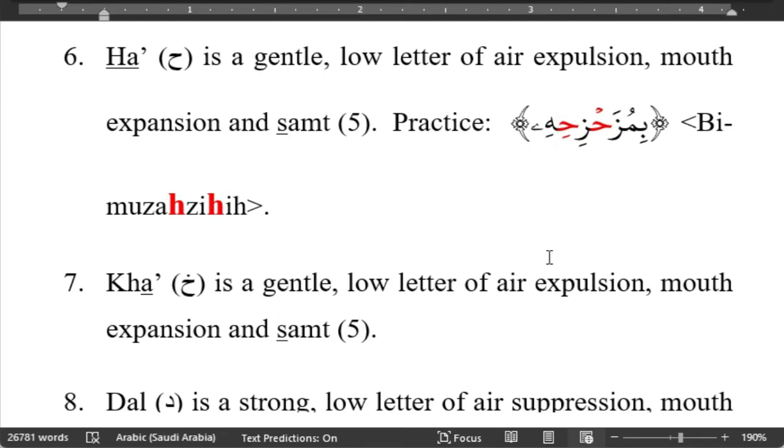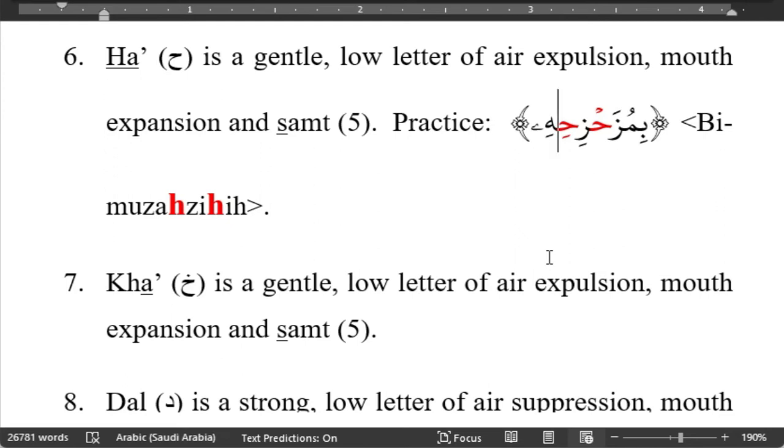You might say bimuzahzihi, for example. You don't want to do that. Bimuzahzihi. And there's a ha at the end of this particular word here. Bimuzahzihi. That's a nice practice there. For me, that feels like a workout. I can feel the muscles there.